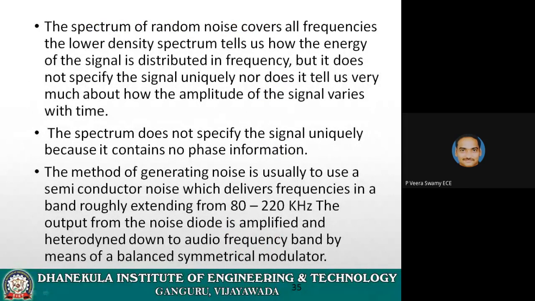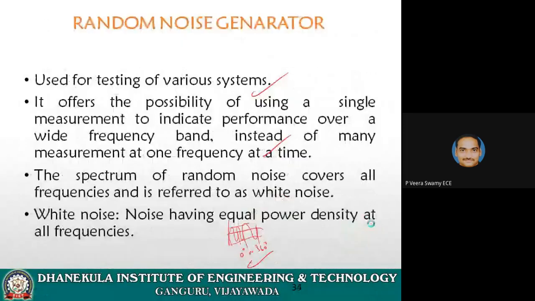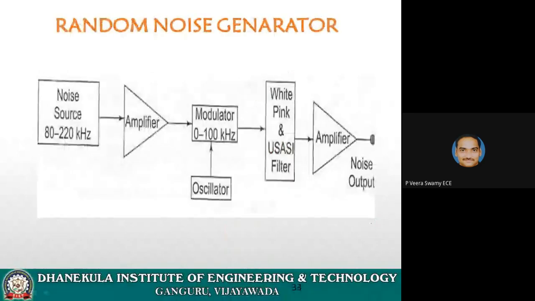The method of generating noise is usually to use a semiconductor noise diode, which delivers frequencies in a band roughly extending from 0 to 200 kilohertz. The output from the noise diode is amplified and heterodyned down to the audio frequency band by means of a balanced symmetrical modulator. That means it generates 80 to 200 kilohertz, but we need to transform it into 100 kilohertz only by means of an internally connected symmetrical balanced modulator. So this is that symmetrical balanced modulator.